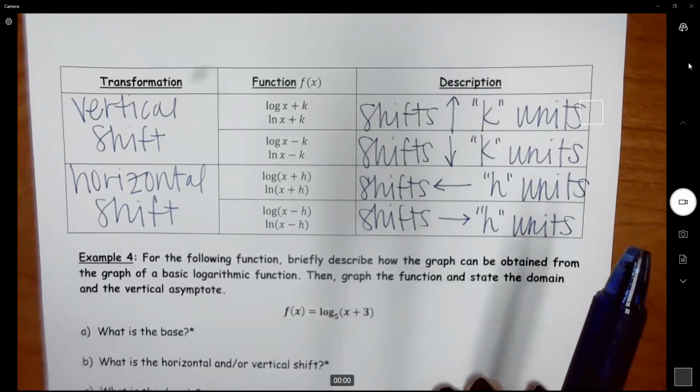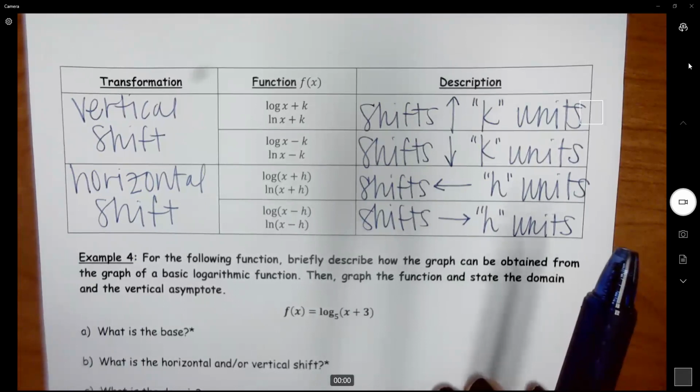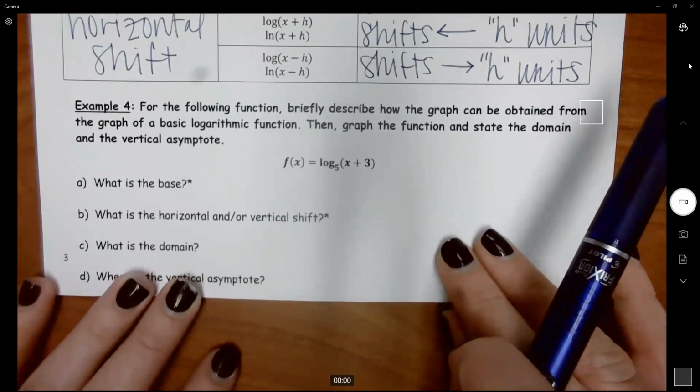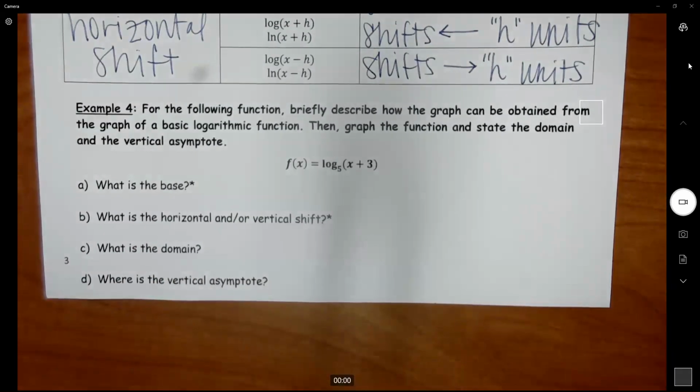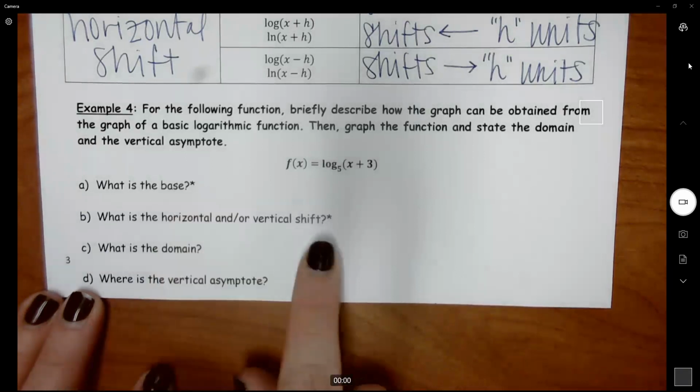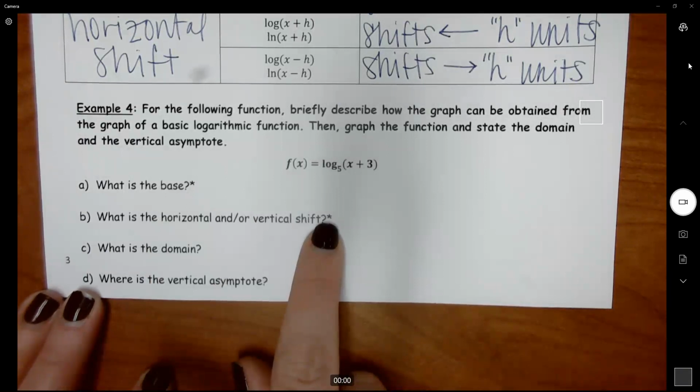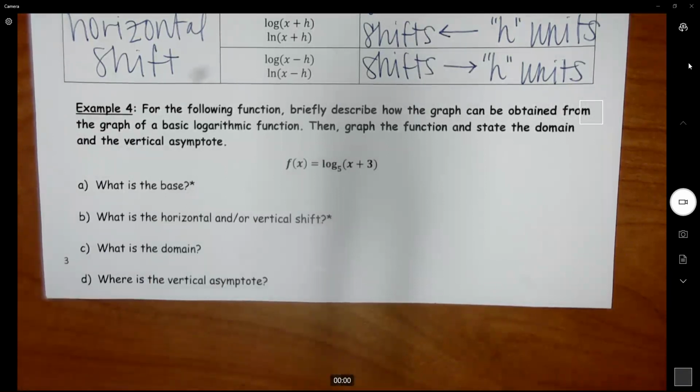So pause this video if you need more time to write this down. And then let's go on to example 4. For the following functions, briefly describe how the graph will be obtained by the graph of the basic logarithmic function, then graph the function and state the domain and the vertical asymptote. So again, I have little asterisks here with the base and the horizontal and vertical shifts. That is all you need to be able to graph it in MyMathLab. Then it's going to graph it, and then it will help you answer the rest of the questions.